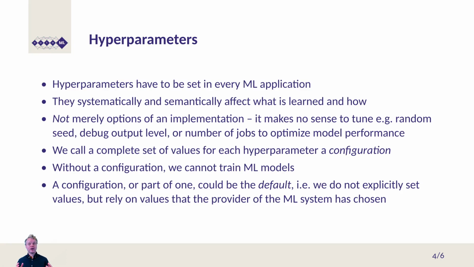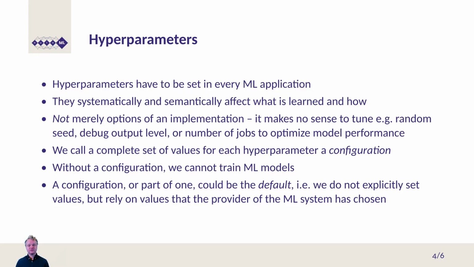Examples of this include the random seed. This will affect performance, but it's not something that systematically affects performance. There are no expectations that a particular random seed will be better than another across a wide range of data sets, which is what we're looking for here. Other things, debug output level. Useful when something is not working, but it's not going to affect model performance, hopefully. Number of jobs to run in parallel. Also something that will affect things in practice, and you do want to set this carefully, but it's not something that you necessarily want to tune and optimize automatically.